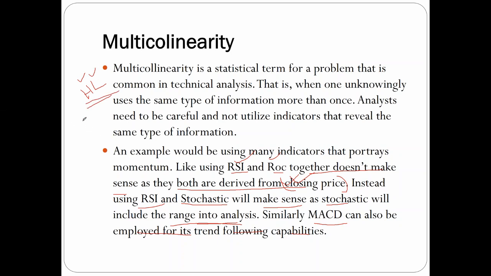So it is looking at a different thing. ROC and RSI include the close, so they are looking at the same thing. The mathematical formula is almost the same. Even the CCI looks at the close, and the percentage R looks at the close. Everything is looking at the close only, so using these three in conjunction won't help. Rather, you can use stochastic and RSI, because different variables are included in their calculation, not the same variables. Similarly, MACD is used for trend following.